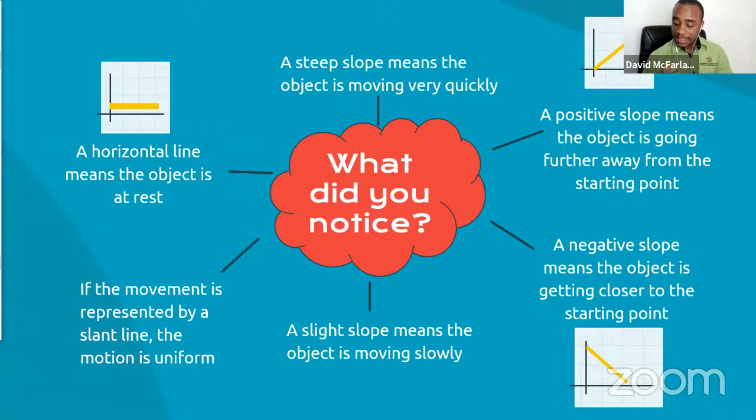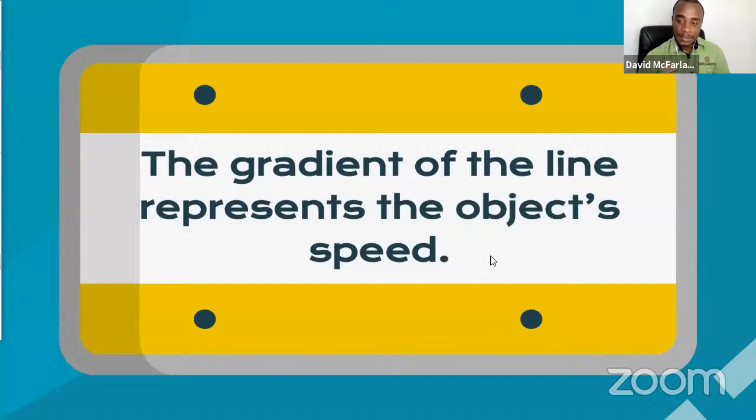The steeper the line, the faster Matthew moves. And then we can assume the converse must also be true: a slight slope means that the object must be moving slowly. Okay? So those are the main things that we can observe. These are the main principles that we're going to keep in mind while working with distance time graphs. And now that we've identified what a steep and slight slope means, we've seen what quantity this relates to. Because when we're talking about moving very quickly or slowly, that means we're talking about an object's speed. So the gradient of our line represents the object's speed. You remember earlier we were talking about gradient? This is where it comes back.